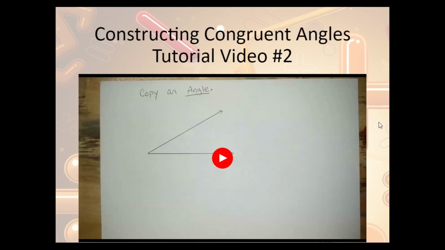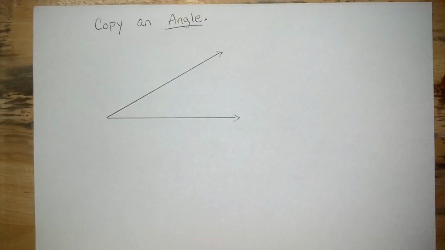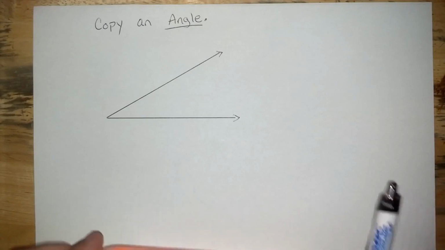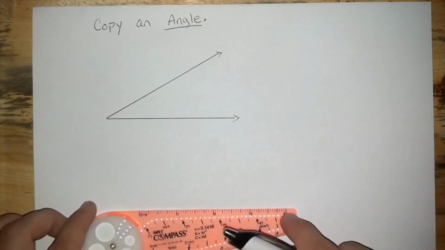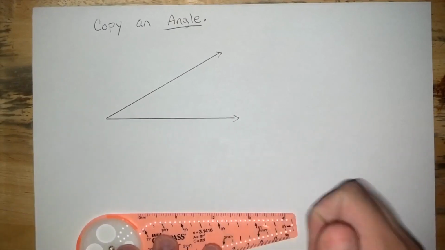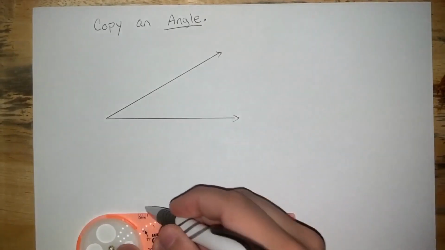Now there's a video here as well for you to watch on how to construct congruent angles using paper and a compass. So go ahead and watch that video as well. How to copy an angle using a safety compass. First, have an angle. Next, go ahead and use your safety compass and create a ray that will act as one of the sides for your angle.